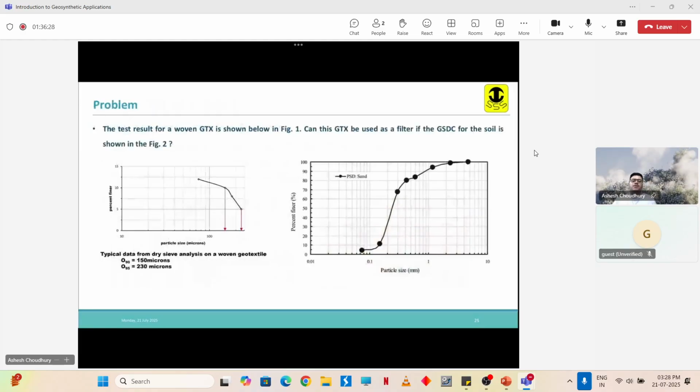So let us see this. The test results for a woven geotextile are shown below in figure 1. Can this geotextile be used as a filter if the grain size distribution curve for the soil is shown in figure 2? So this is figure 1 and this is figure 2. In figure 1 we have the test results for the apparent opening size. We have two sizes: O90 size is 150 microns and O95 size is 230 microns.